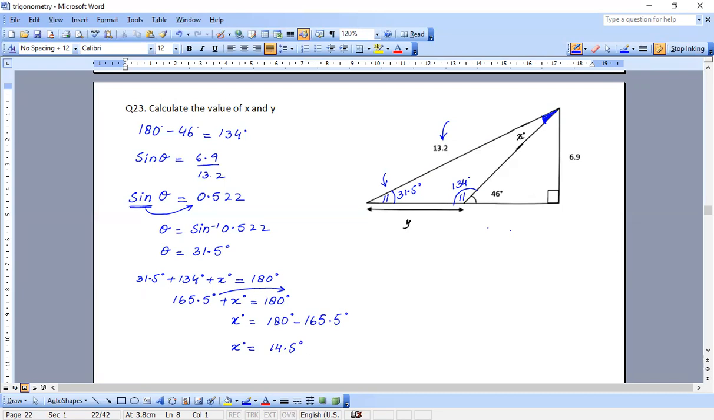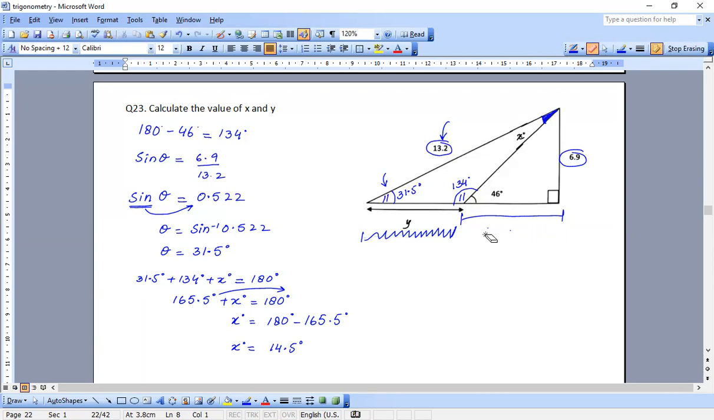Now we have to calculate the value of y. If you look at it, y is the length of a side of an obtuse triangle. Again, we'll not be able to calculate the value of y directly. What we need to do is calculate this length and this length. After subtracting these two, I'll be left with the value of y. So first of all, let's consider the entire triangle in which the opposite is 6.9 and the hypotenuse is 13.2 to find out the length of the whole triangle.